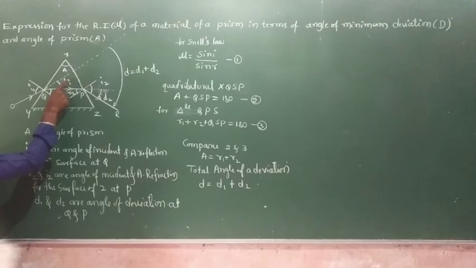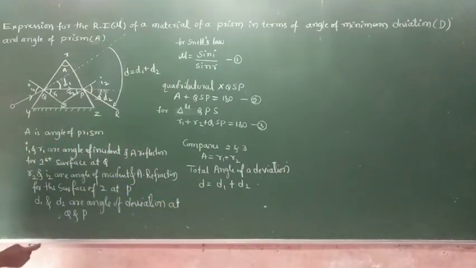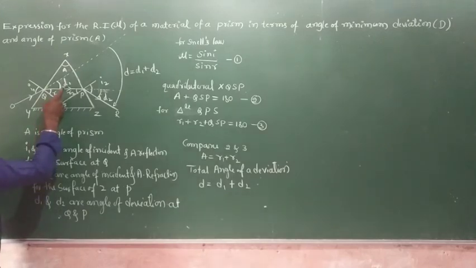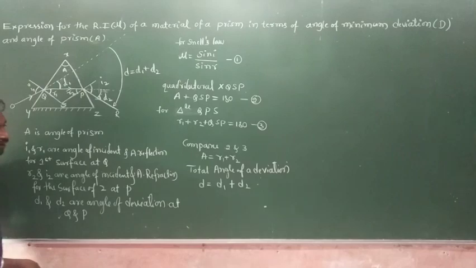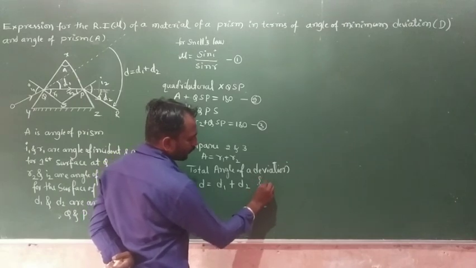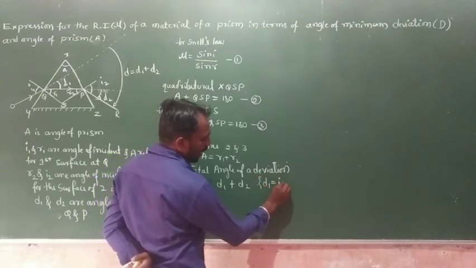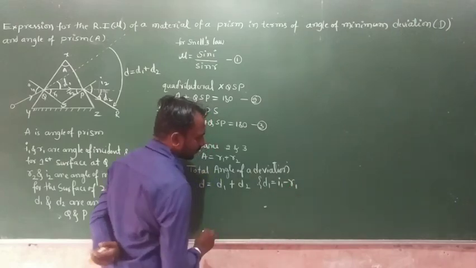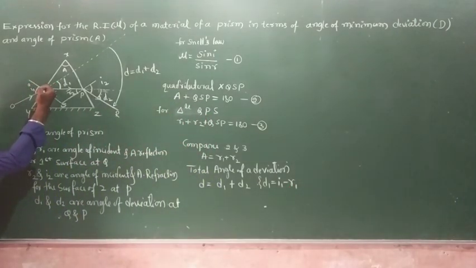I1 is equal to D1 plus R1. But we want the D1 value. So D1 is equal to I1 minus R1. Okay, first angle of deviation, D1 is equal to I1 minus R1.